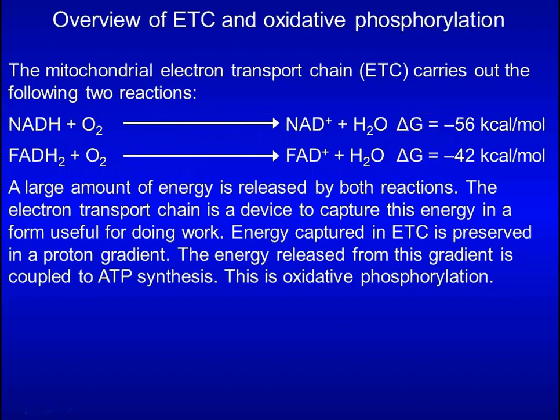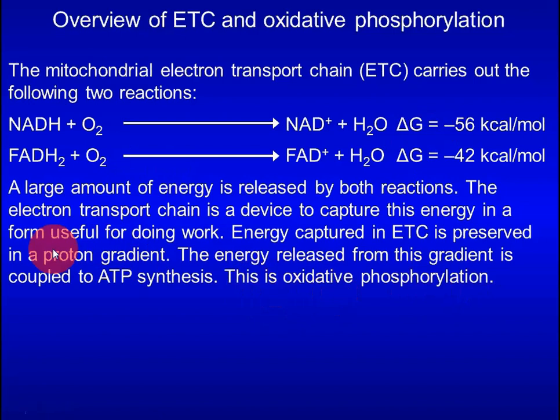This energy is captured by the electron transport chain and preserved in the proton gradient. Eventually, this proton gradient is used to drive ATP synthesis. This is oxidative phosphorylation. The question we ask is how these events proceed in the cell.